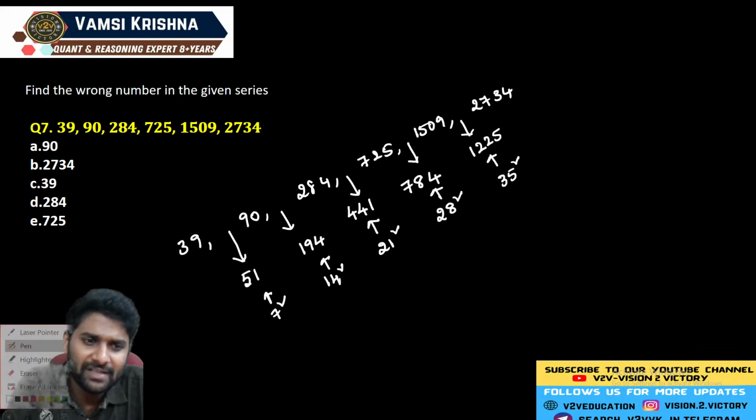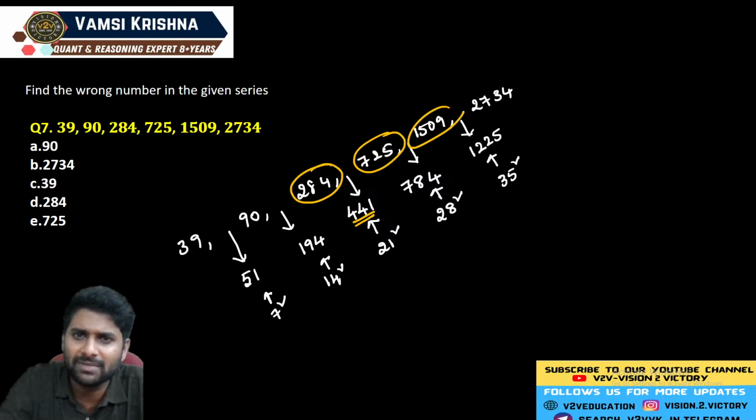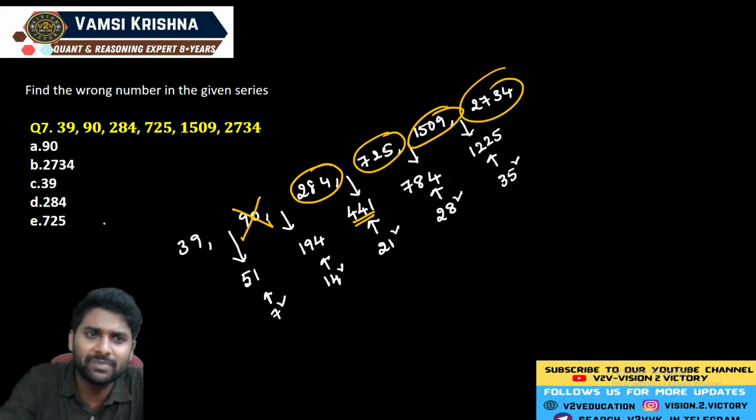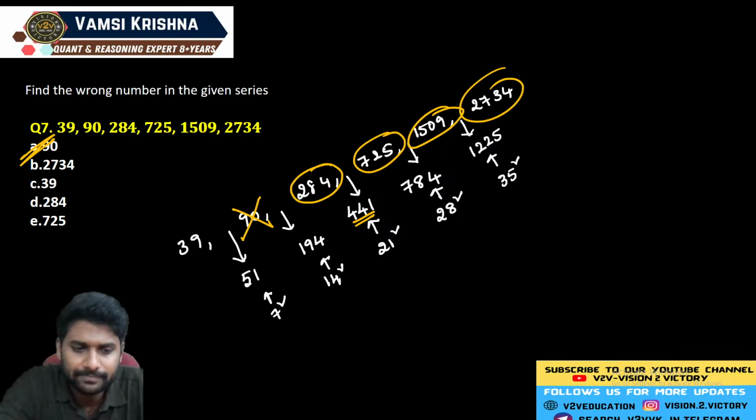Guys, identify the wrong number. See, here 441 is the wrong number, means definitely 284, 725 is perfectly the right number. After the numbers is also correct. Why? Because we are getting those numbers as square numbers. So which one is the wrong number? Means it's a 90. 90 is the wrong number.